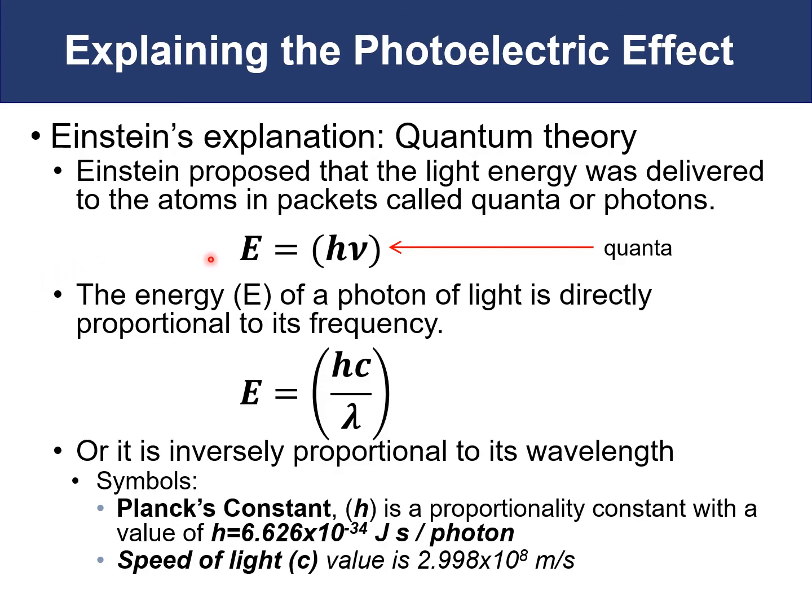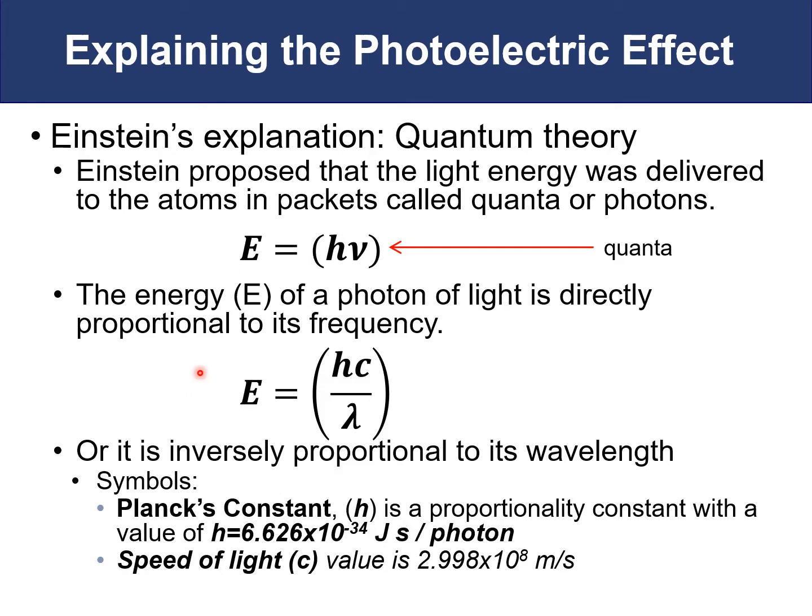and we can use the experimental formula E, or the energy of a photon, is equal to h, which is Planck's constant, which for our purpose will be 6.626 times 10 to the negative 34th joule seconds per photon.